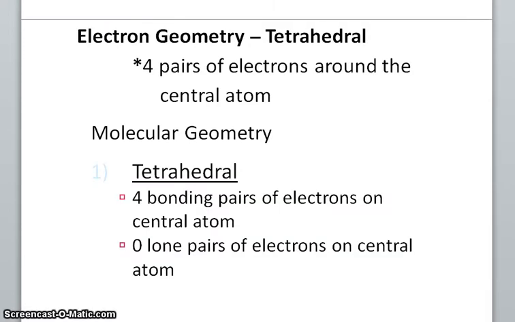Our next electron geometry is called tetrahedral. And we know that when we play our Tetris games on our cell phones or our calculators, we're looking at a game where all of the pieces that we manipulate have 4 boxes in them.